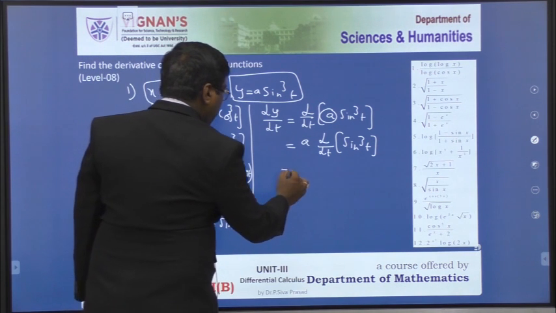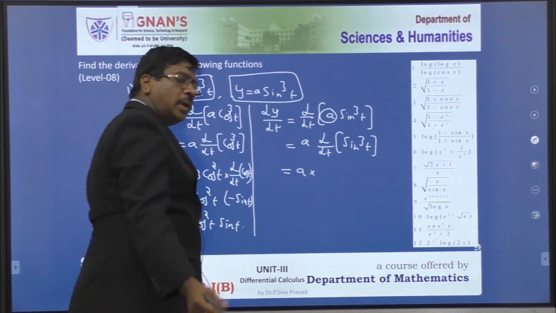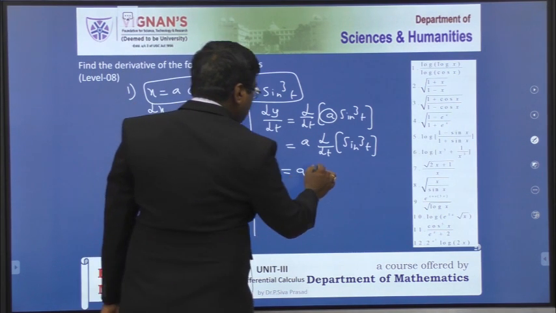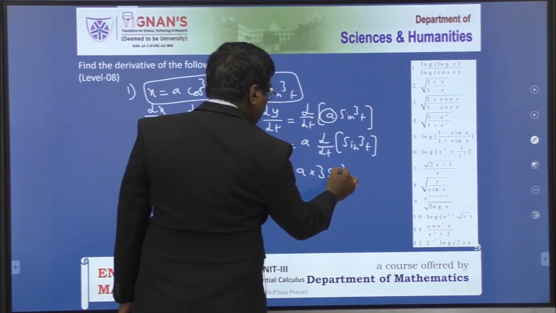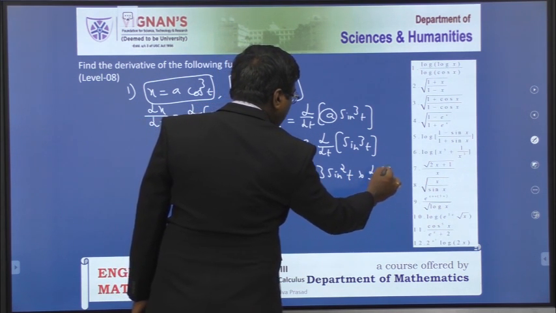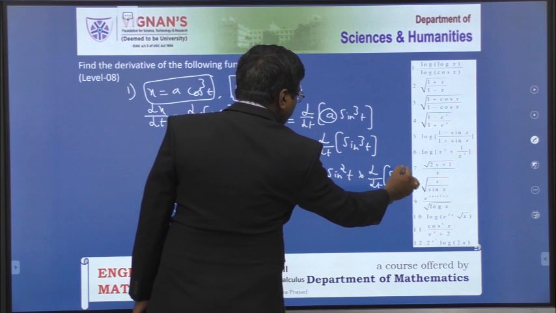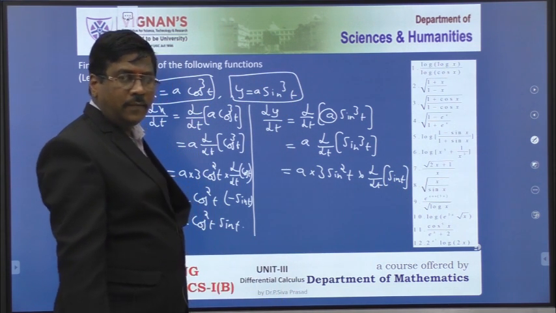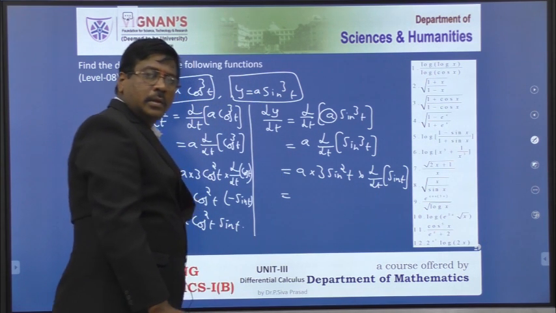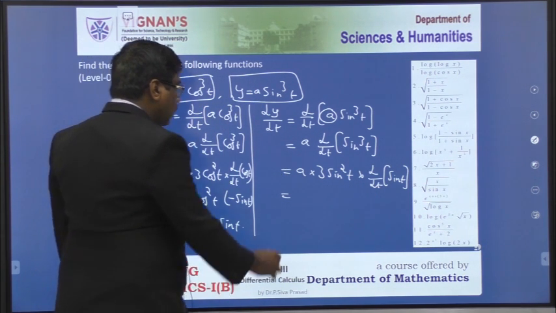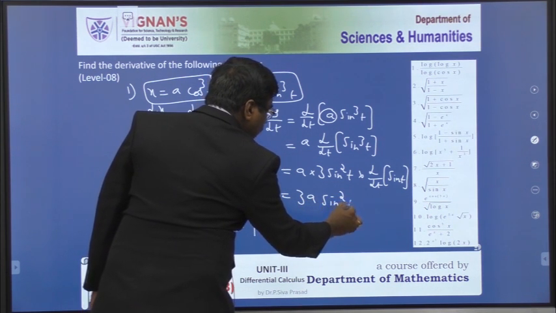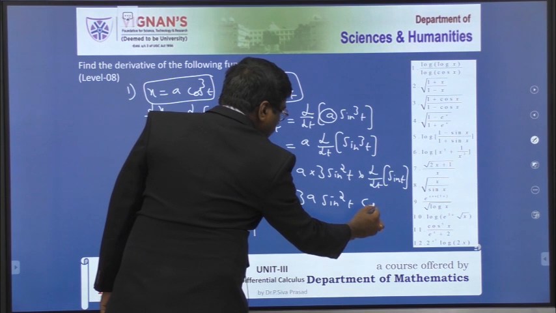Therefore this is equal to a into the derivative of sine cube t. So that is x power n, that is n into x power n minus 1, 3 into sine square t into d by dt of sine t. Therefore, what is the derivative of sine t, so that is cos t. Therefore that is equal to 3a into sine square t into cos t.